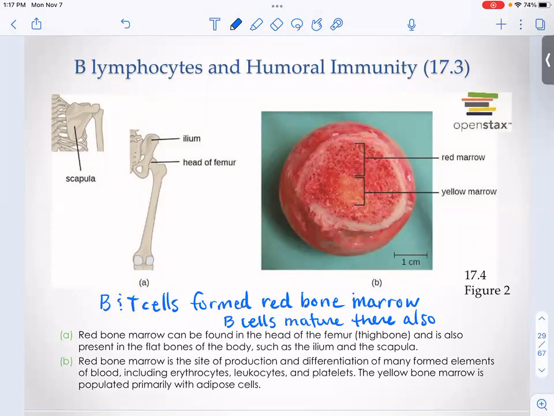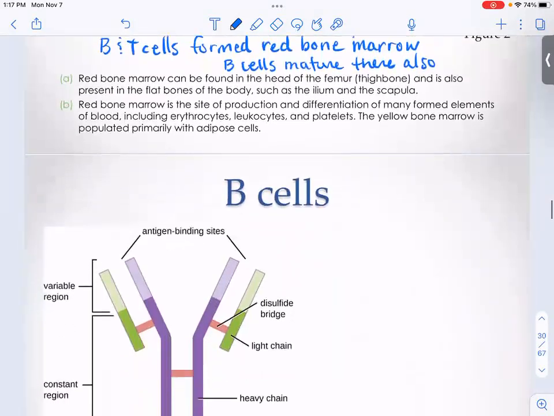Not all of our bones have red bone marrow in it. It's mostly our bigger bones, some of our flatter ones like the scapula, the head of the femur here. That's what this is showing, I believe, that ball that fits into our hip bones there. So that's where we find some red bone marrow. So that's where the B cells originate, where they mature.